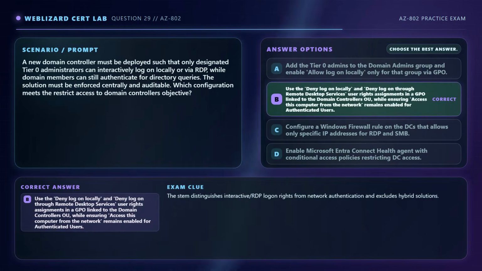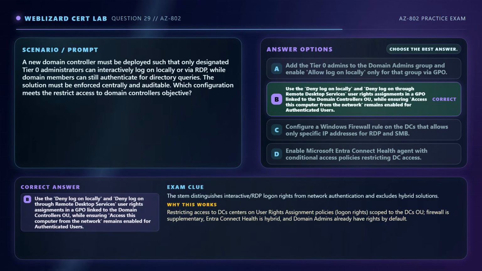The correct answer is B. Use the deny log on locally and deny log on through remote desktop services user rights assignments in a GPO linked to the domain controller's OU, while ensuring access this computer from the network remains enabled for authenticated users. Restricting access to DCs centers on user rights assignment policies, logon rights, scoped to the DC's OU. Firewall is supplementary. Entra Connect Health is hybrid, and domain admins already have rights by default.